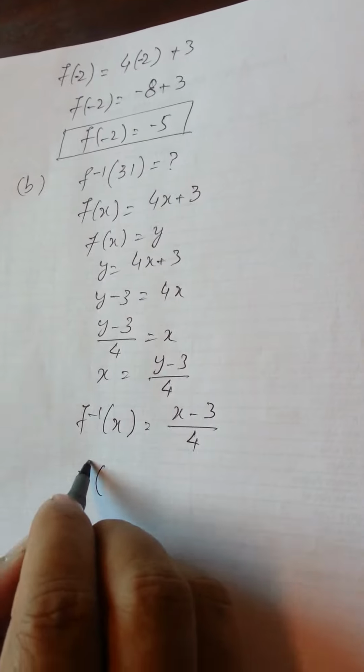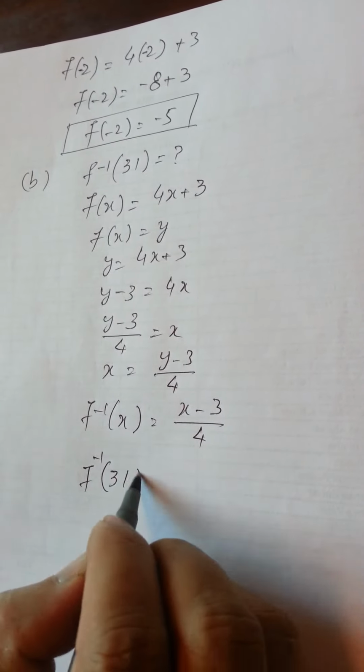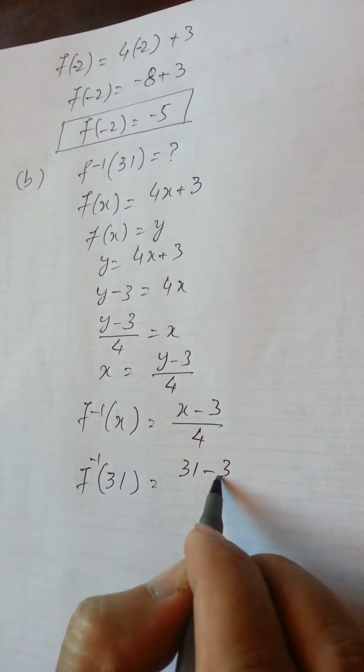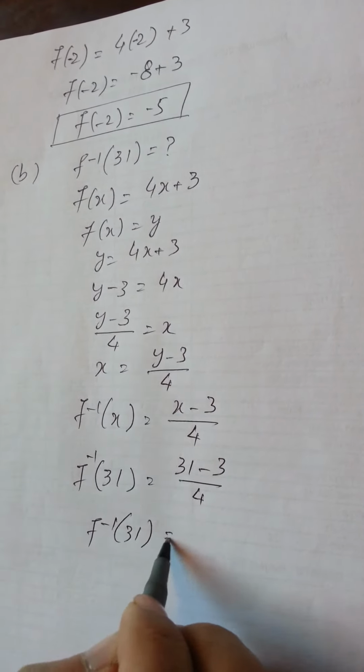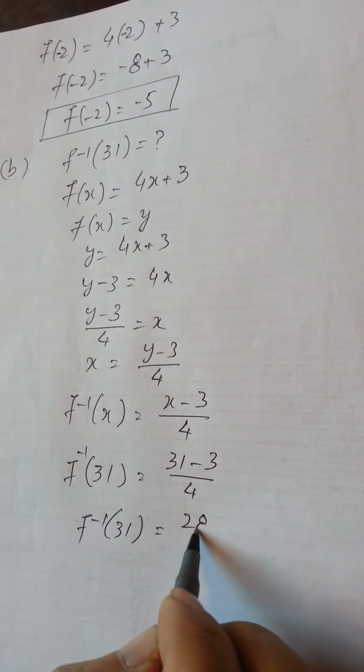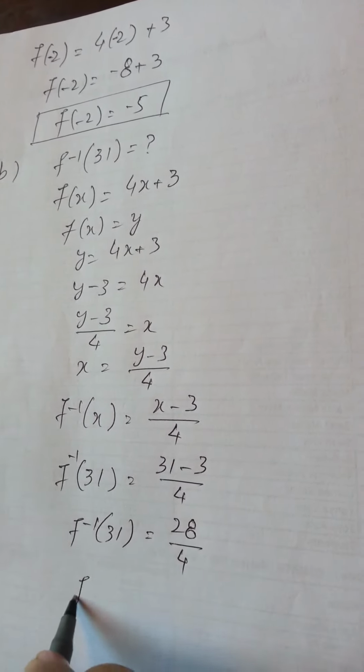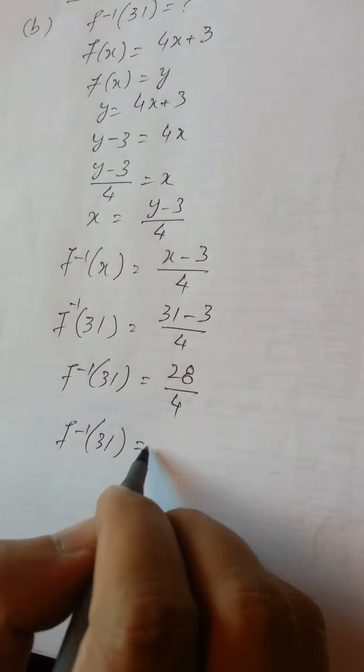Now replace this x with 31. 31 minus 3 upon 4. F inverse of 31 is equal to 28 upon 4. So f inverse of 31 is equal to 7.